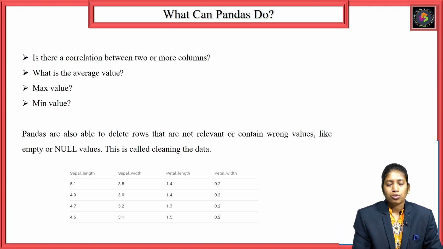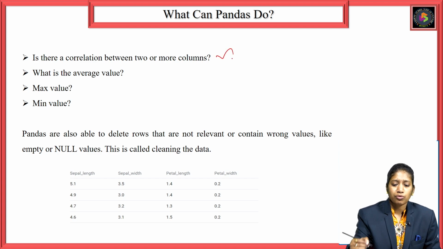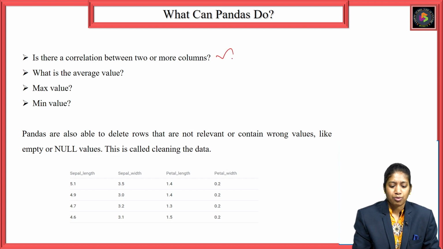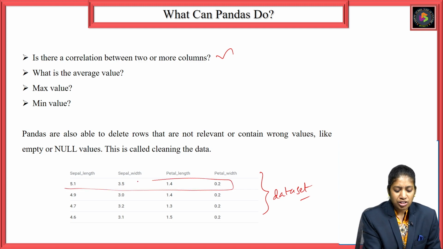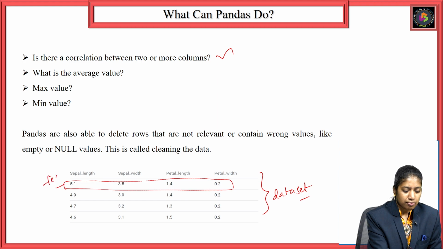What can Pandas do? Pandas can be used to find the minimum value, maximum value and average value, and the correlation between two or more columns can also be done with Pandas. This is a data set. The data set appears in the form of a table with rows and columns. So these are the features.